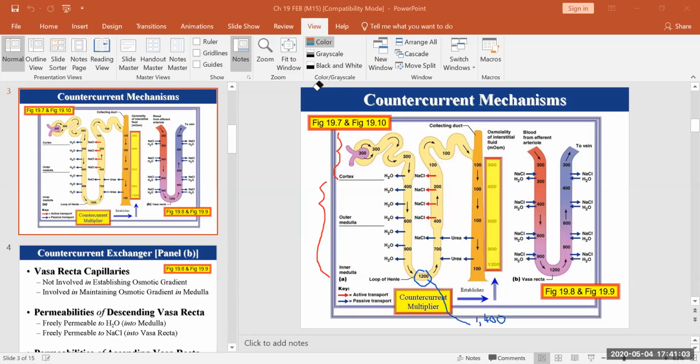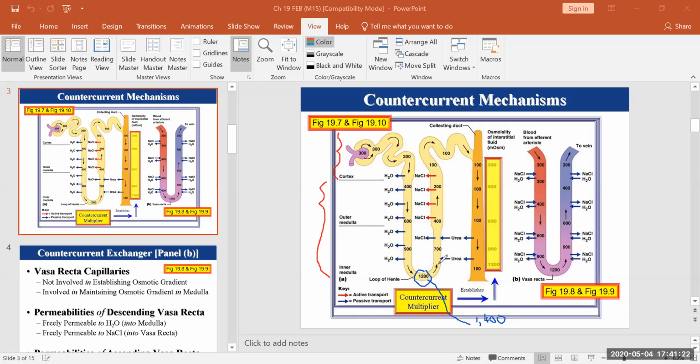And then the renal filtrate now goes back up. So this is the ascending limb of the loop of Henle. So that renal filtrate goes back toward the renal cortex, okay? Goes toward the distal convoluted tubule here. So this is the DCT here.